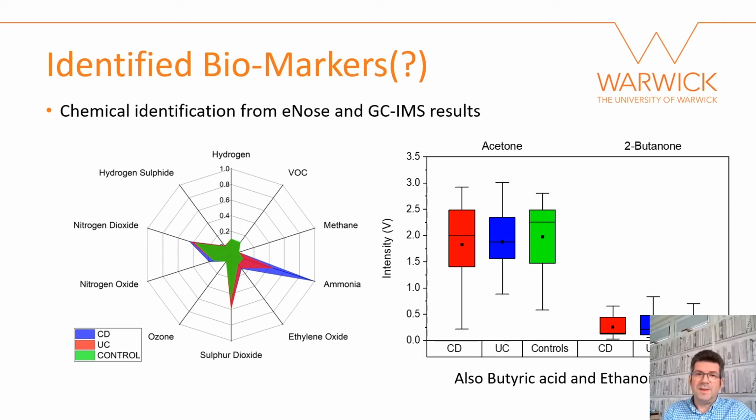With GCIMS, we got things like acetone, which is a metabolic marker. 2-butanone is probably something environmental, and you have butyric and ethanoic acid. Probably these are associated with some kind of fermentation process. So it could be the gut bacteria affecting normal function within the gastro tract, and we're starting to see changes of this. We are seeing slight modifications in things like acetone levels against Crohn's disease and ulcerative colitis, and you would expect metabolic changes resulting from this condition.